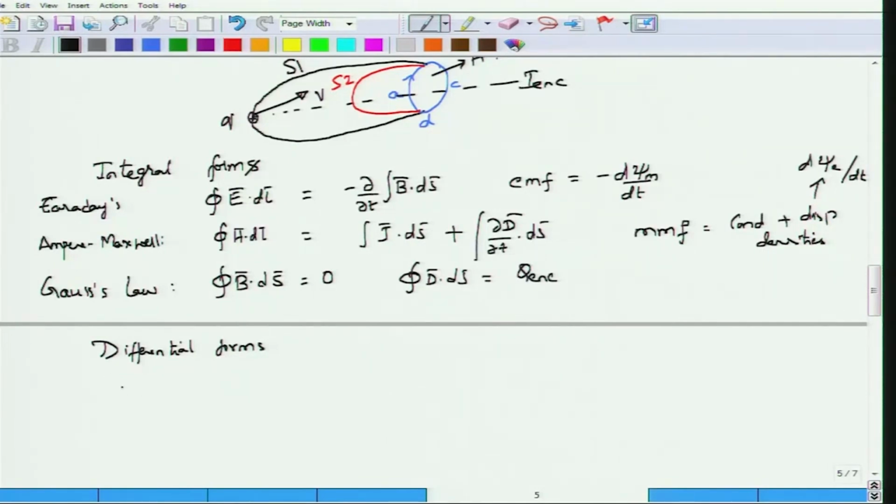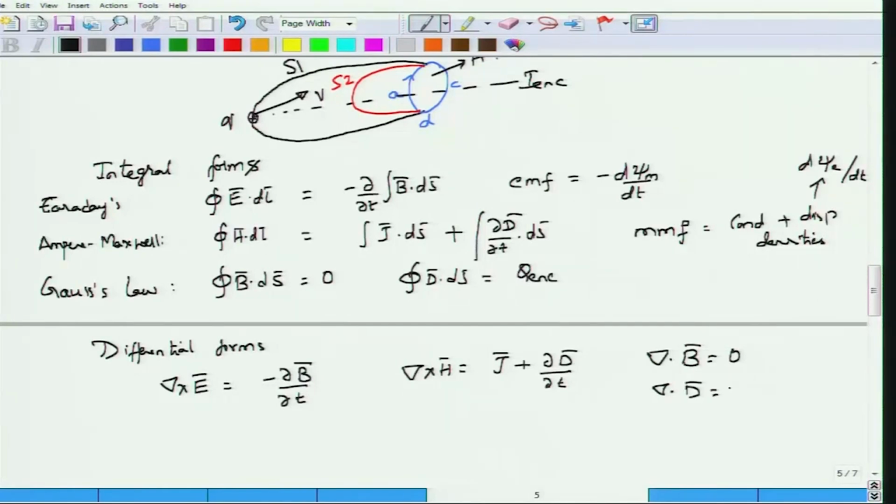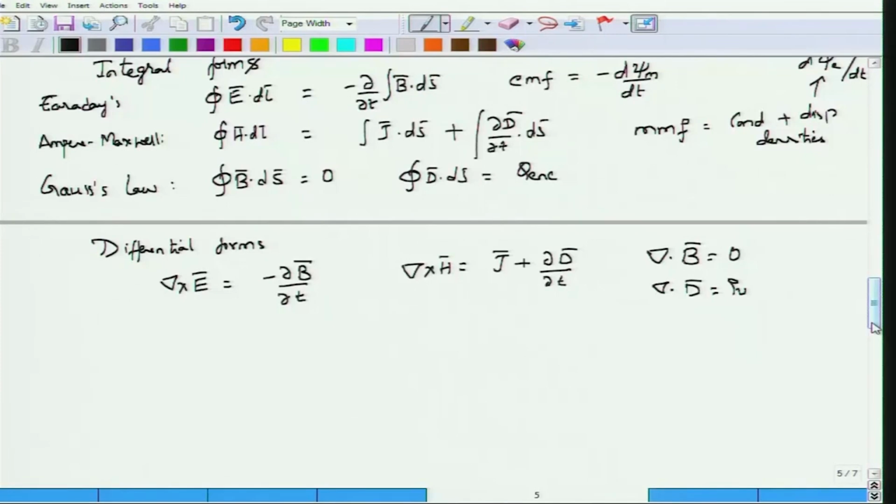So for the differential form, Faraday's law becomes curl of the electric field equals minus del B by del t, and Ampere-Maxwell law becomes curl of H is equal to J plus del D by del t. Please note the sign over here, and two Gauss's laws become del dot B equal to 0 for magnetic fields and del dot D is equal to charge density for electric fields. These are the four Maxwell's equations.